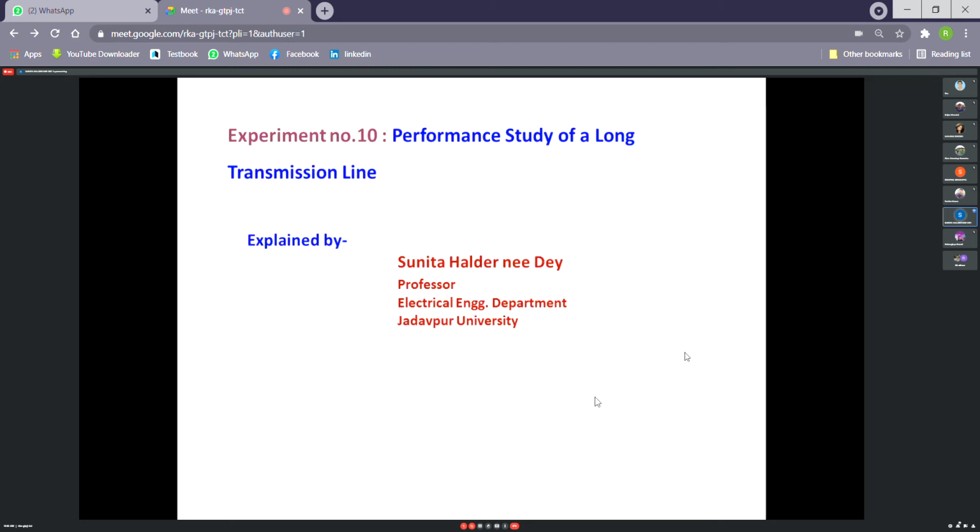We have planned for an experiment to study the performance of a long transmission line. For a long transmission line, there is this concept of surge impedance loading, characteristic impedance, light loading condition, heavy loading condition, low load condition. So all those conditions we shall incorporate in the model and verify our theoretical concept. That is the experiment.